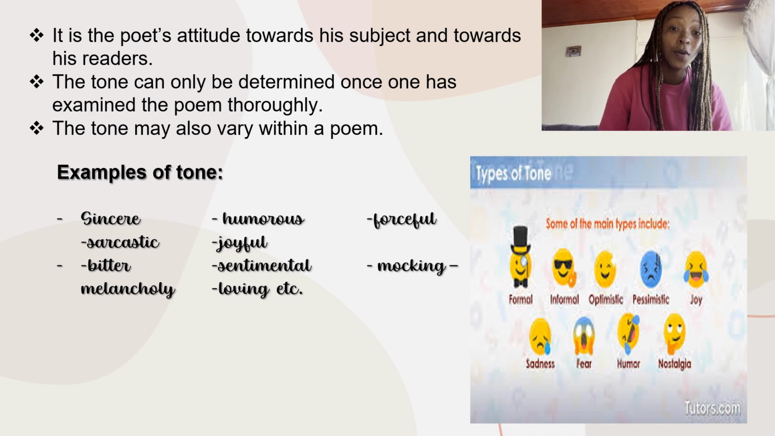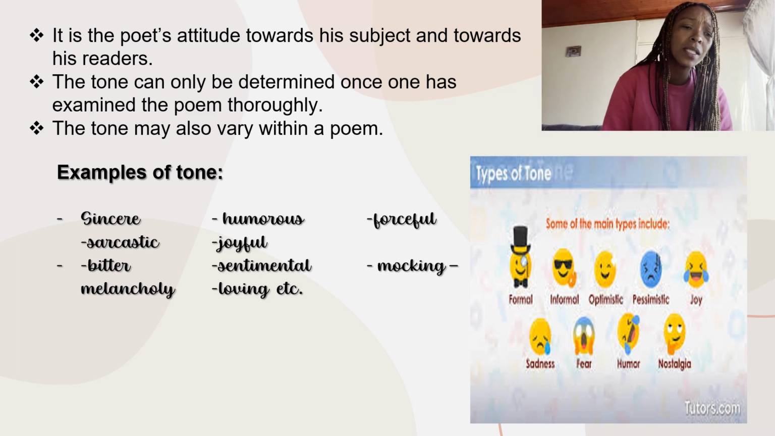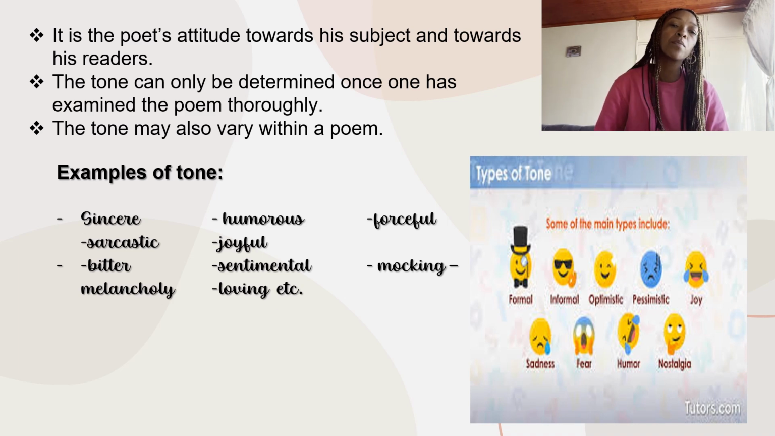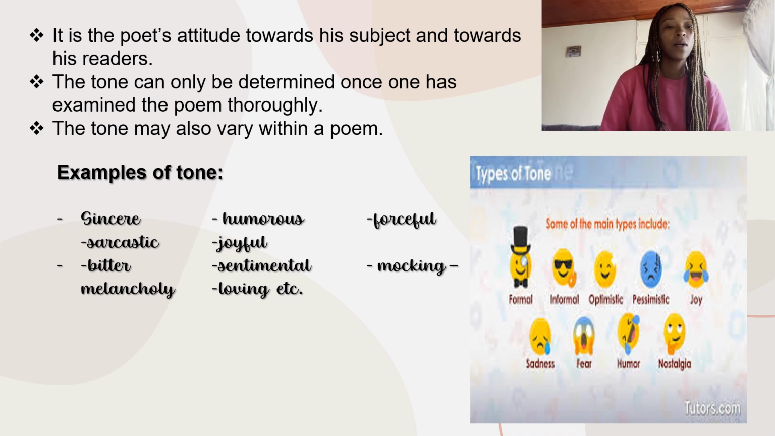Examples of tone could be the poet being sincere, humorous, forceful, joyful, sentimental, mocking, bitter. These are just a few examples. You could be optimistic or pessimistic. Try to make sure that you build this word bank so that you're not stuck in the exam with just the words happy or sad.